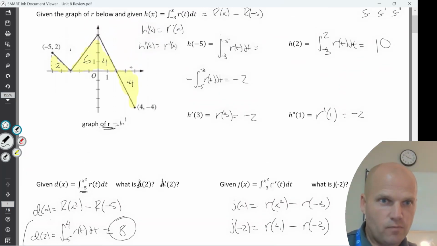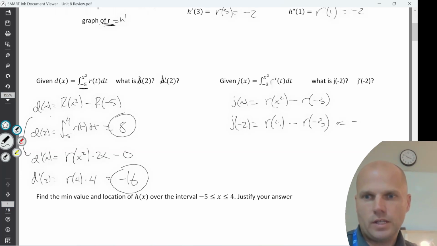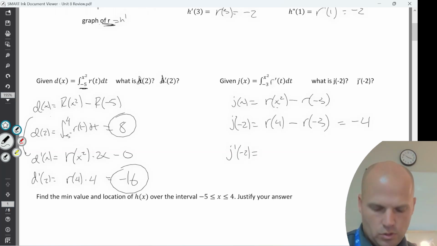Regular R of 4 is negative 4. Regular R of negative 3 is 0. So I'm decreasing 4 total. That is my displacement of R. J prime of negative 2, I'm not going to find yet until I understand the value of J's derivative at x.